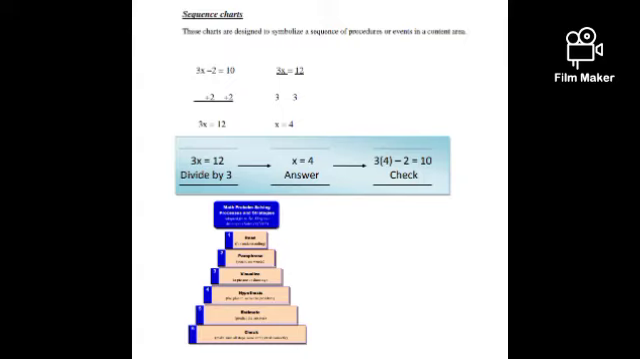Another example of sequence chart is this diagram that shows the 6 steps in the math problem solving process and strategies by Dr. Marjorie Monagas in 2003. In this math problem solving process and strategies by Monagas, the first step, as shown in the topmost part of the diagram, is read. This is for comprehension or understanding of the problem. Step 2 is paraphrase, restating the problem using one's own words. 3, visualize using a chart, picture, or graph.